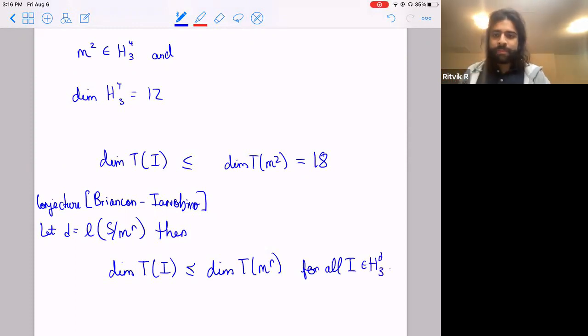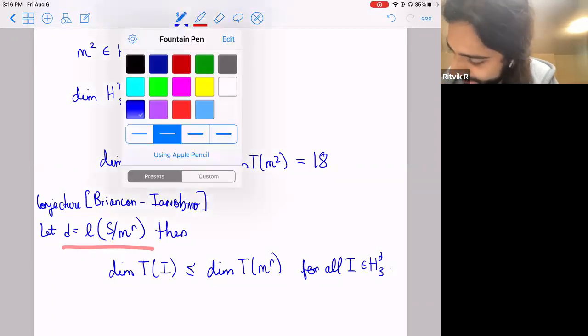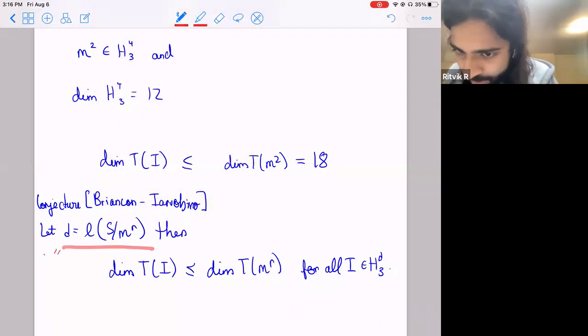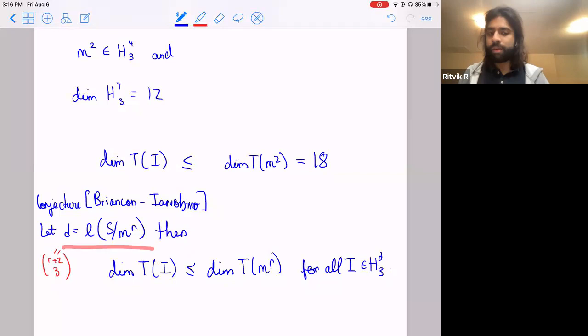Well, I should point out that this is not saying something about every single Hilbert scheme of points in A3. This is only the lengths where the power of the maximal ideal appears. So what is that? Maybe put that in here in red. That's a certain binomial coefficient. So for all these values of D, there is a natural candidate for this upper bound.